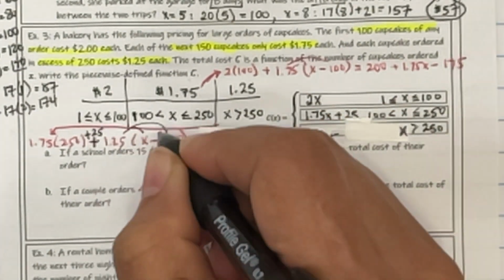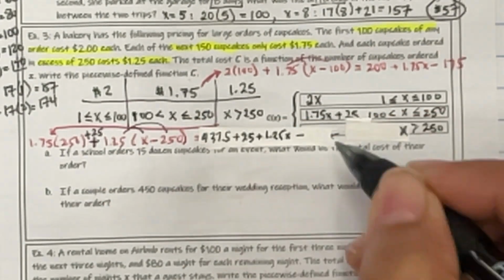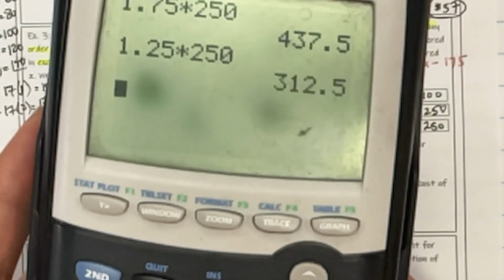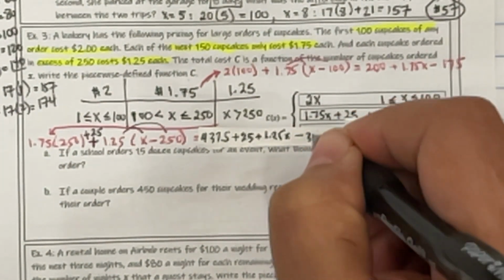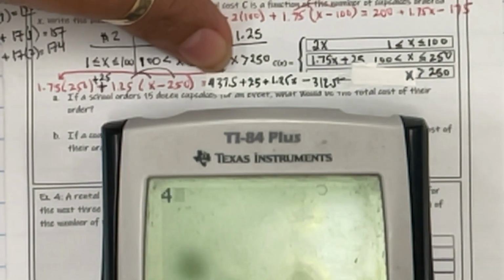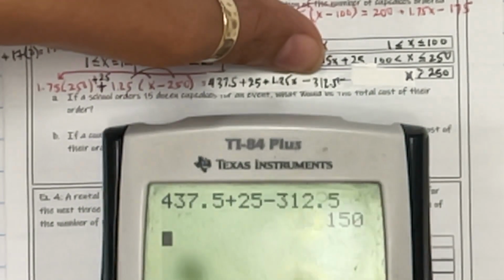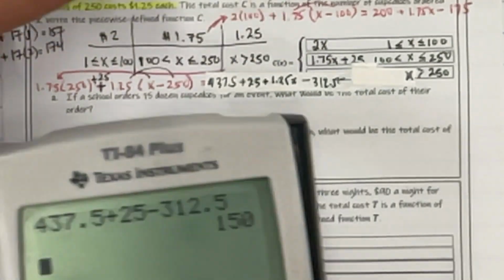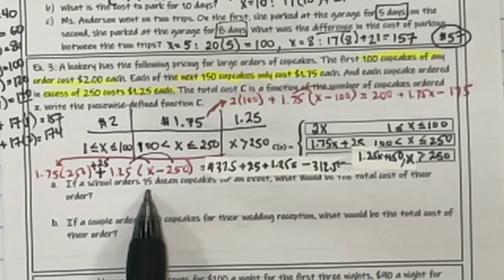Then distributing the $1.25 into the parentheses, 1.25x, and then 1.25 times negative 250 is negative 312.5. Then combine all the numbers together. You're going to get 1.25x, because it's the only one with the x. And then for all the numbers, you're going to get 150. So plus 150. So that's the equation. 1.25x plus 150. That's what you write in there. So now you have your equations.